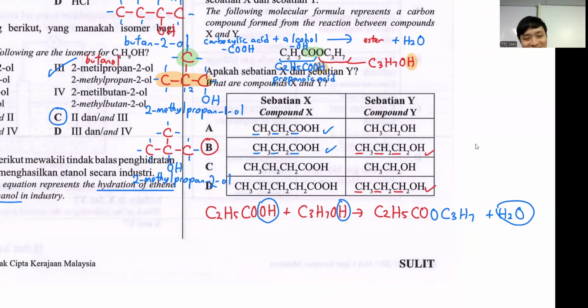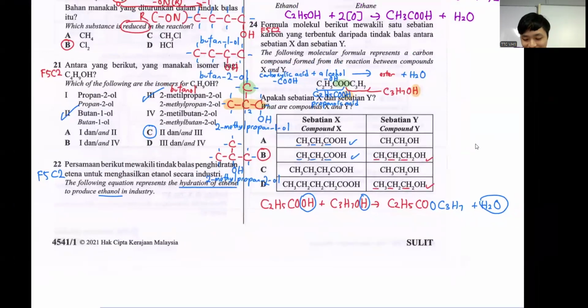Teacher, I answered everything except for the last chemical equation, like C2H5COOH plus C3H7OH equals C2H5COOC3H7 plus H2O. Because you take out the OH and H from the alcohol and the acid, you get water. But then the leftover combined becomes ester. Oh, the leftover is ester. Yes. That's why you get this formula.